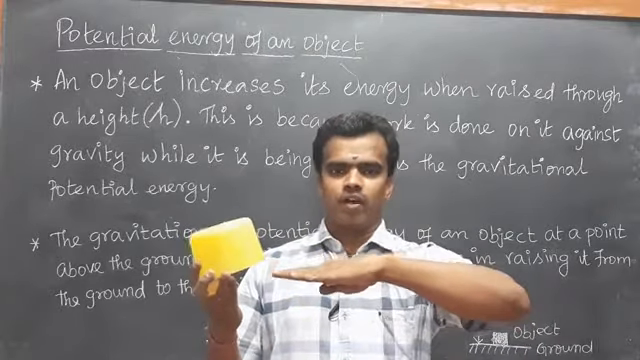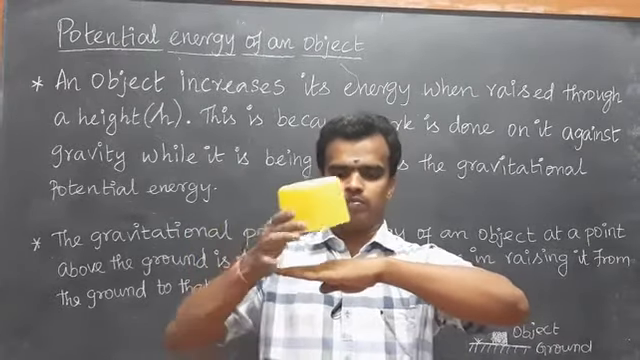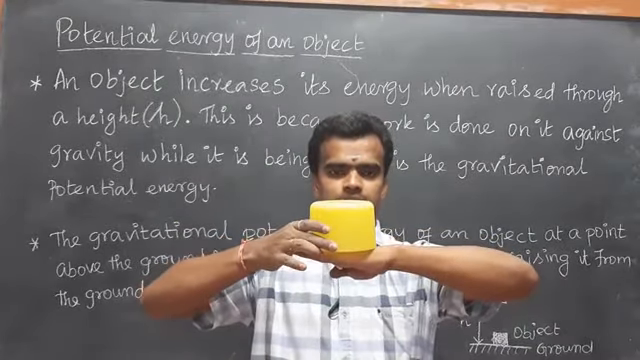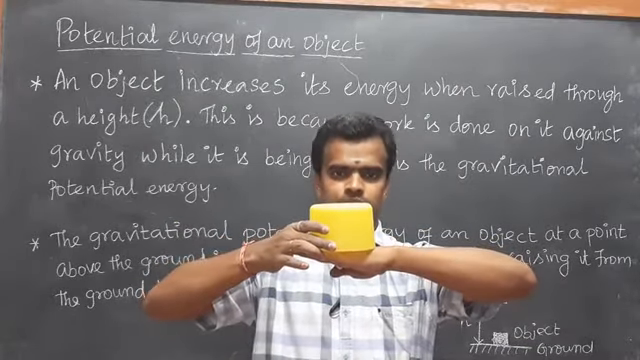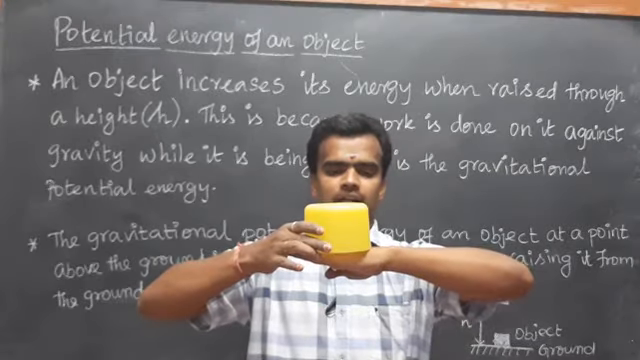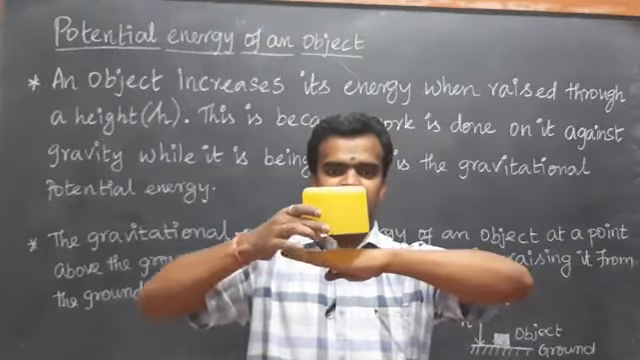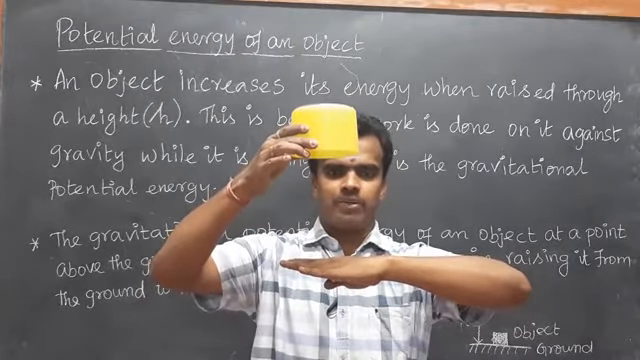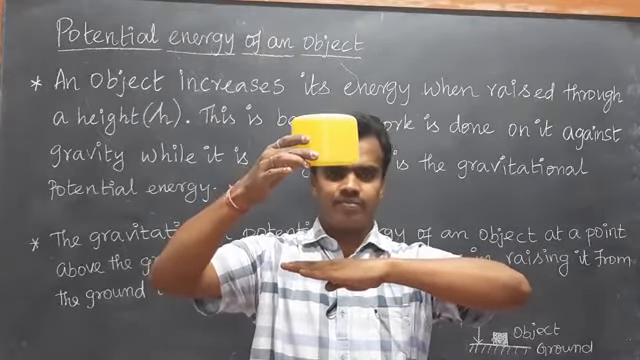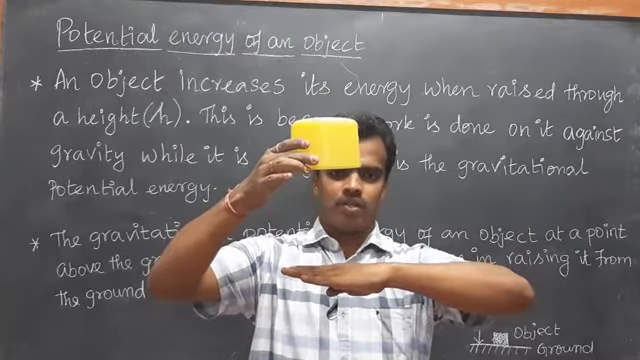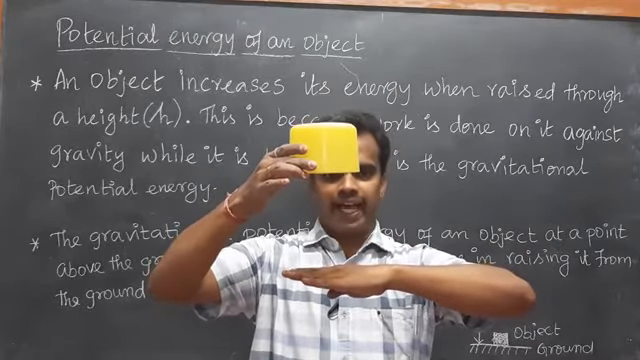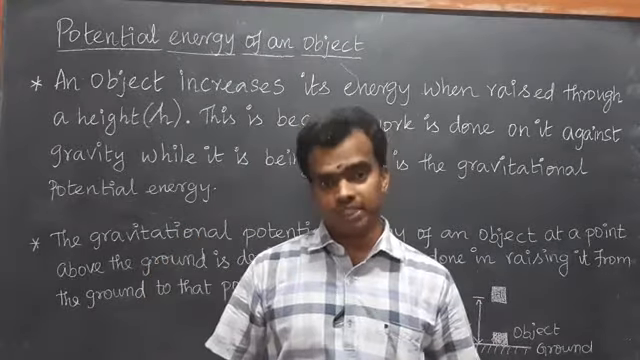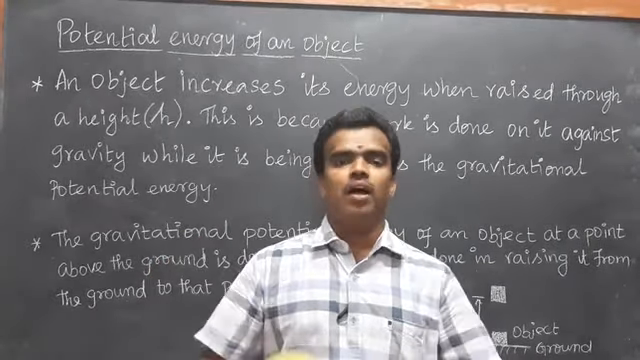And this is the ground level. Assume my left hand is the ground level and this object is placed over this ground level. Now I lift this object against gravity to a height h. At a particular height, I am raising this object against the gravity. So does the object have any energy? Yes, of course. It has potential energy, right?